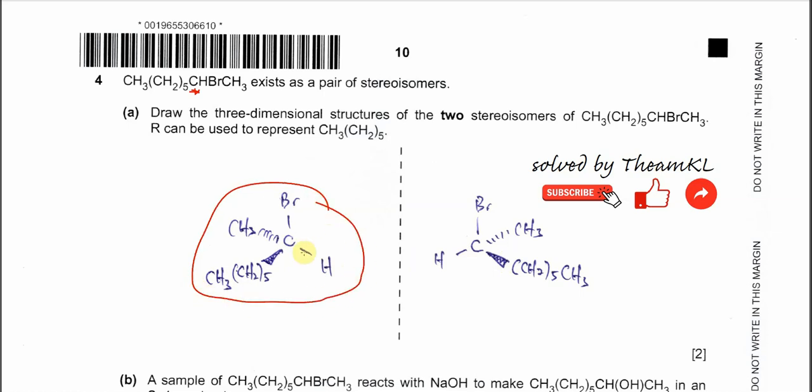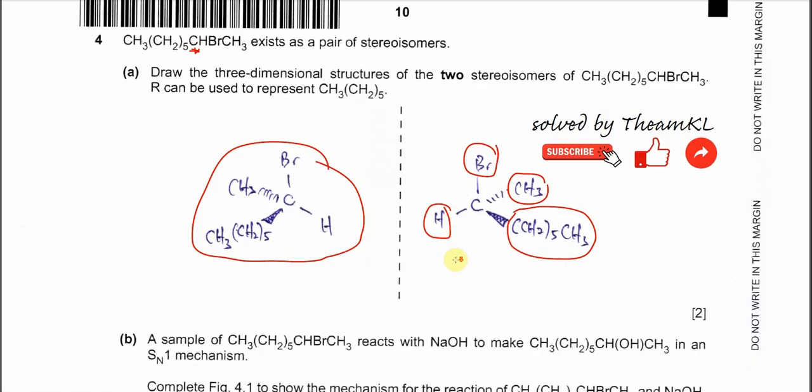Once we complete this one, the carbon with bromine, hydrogen, methyl, and this alkyl, then we need to draw the mirror image. Put the hydrogen on this side, bromine on this side, and the methyl group must point to this one, at the back, and this alkyl group is in front. If you want to put CH3 like this, it also can, no problem. Now this is the mirror image that you need to draw.